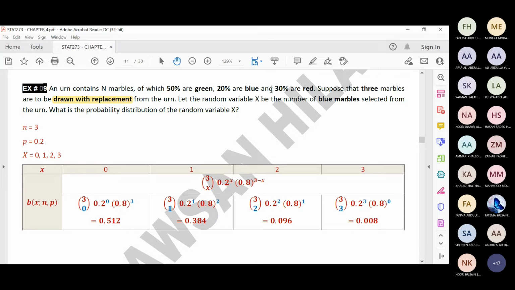If you see this statement, think of it as binomial. How many times will you draw? 3. So that's your n. I will take 3 marbles, so that is my n.